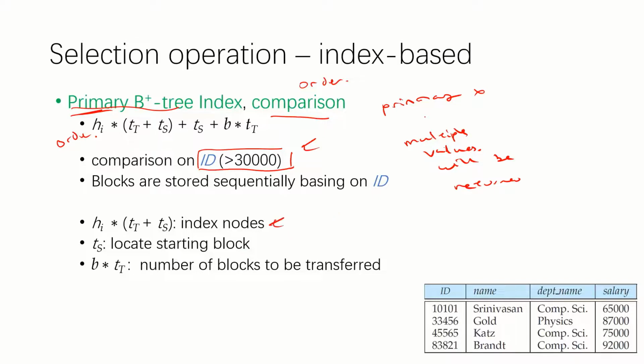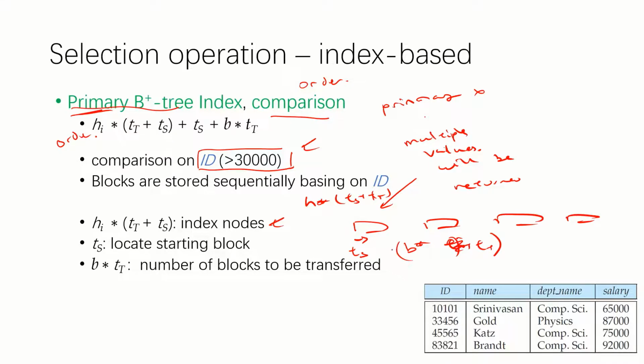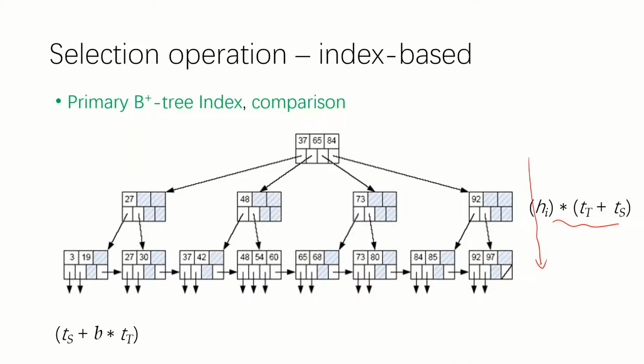The height will always be the same. So maybe you can think about this for a while. Do we need to do a seek with every single block? Probably not, correct? Why? Because we know that it is in order. So after we go down the height, times TS plus TT, we just need to carry out the first seek, and then we read the rest of the blocks. That's all we need, because it is in order, so we just need one for the first seek. The rest will be the number of blocks B multiplied by TT. Okay, hope this is clear.